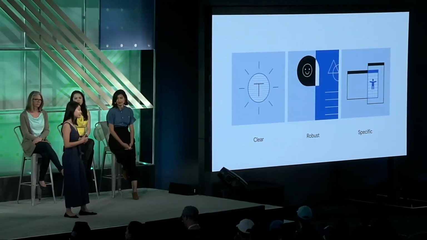So let's check. Is your app clear, meaning are its layouts non-crowded, and are its calls to action visually distinct? Is your app robust? Does it support a variety of user capabilities? Finally, is your app specific? Does it specifically support a variety of user technologies in the ways that the user expects?